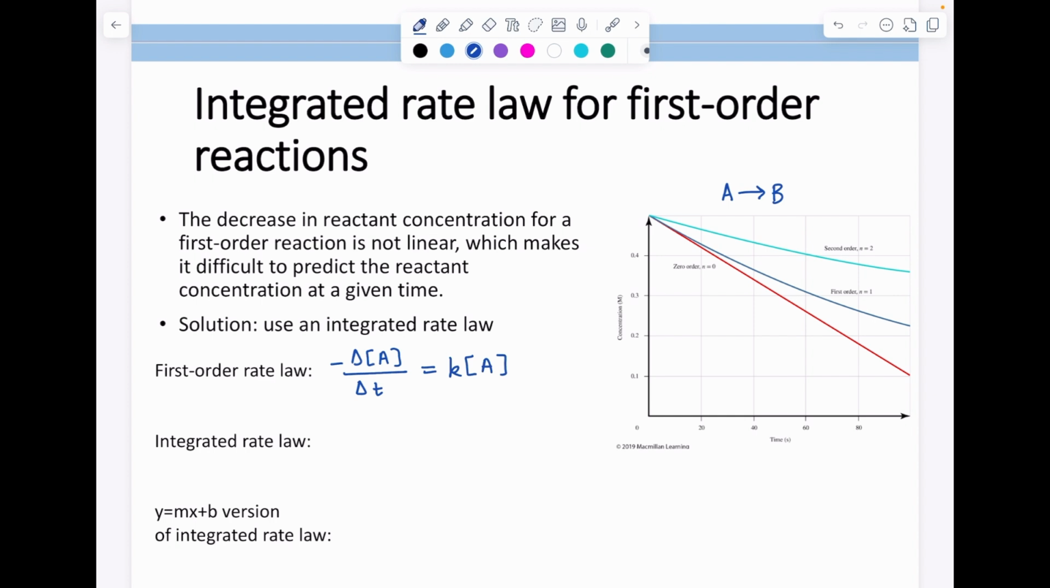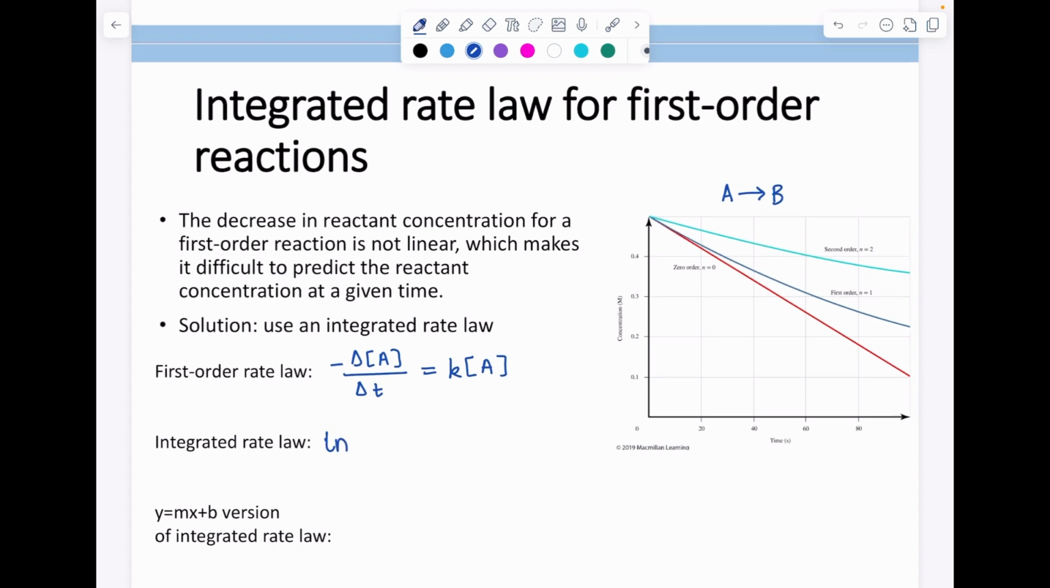Rearranging and taking the natural log of one side gives us the integrated rate law. There are more steps to derive the integrated rate law, but I'm going to give it to you here. This is on your periodic table sheet. If you go to the book for this section, it goes through the derivation of this equation. But the integrated rate law for a first order reaction, you take the natural log of the concentration of A at time t divided by the concentration of A at time 0. So that's the initial concentration.